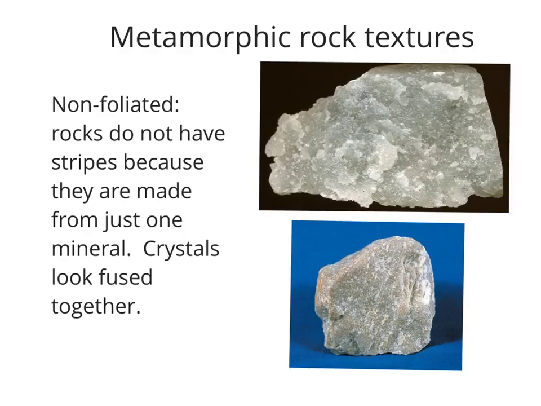Of course, some metamorphic rocks are made from just one kind of mineral, which means you wouldn't see stripes or bands of color. These kinds of rocks are called non-foliated. And just because they don't have stripes doesn't mean they're not made of crystals, but they're usually made of one type of crystal. So you might see the crystals look fused together. You don't see individual specks and pieces. They all look like they're joined, and these rocks tend to be very, very hard.